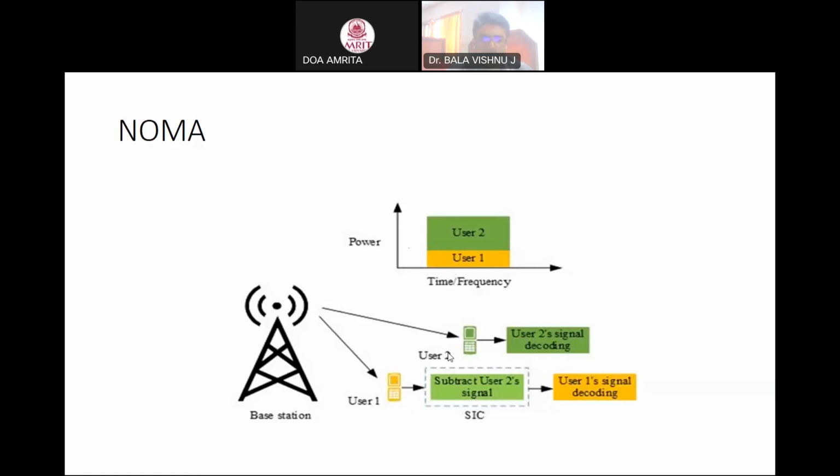What happens at user 2 is that it repeats the same thing. Since user 1 is given less power, its signal gets attenuated and its strength becomes comparable with the noise, and user 2's information has a better signal strength, so it can be retrieved at user 2's receiver side. So this is the architecture of non-orthogonal multiple access techniques.